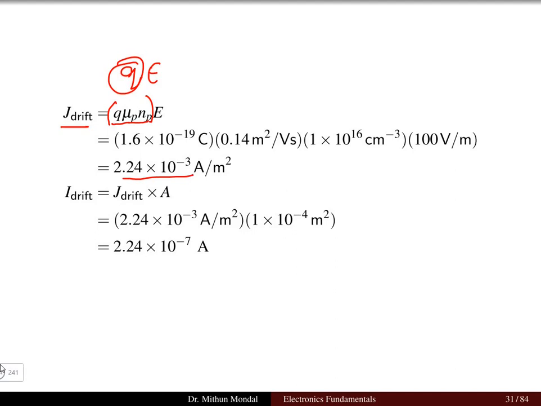And once we have determined this current density, multiplied by the area, we get the total current due to the drift current. So this is 2.24 into 10 to the power minus 7 ampere. You can see that the current is very small. It will be in microampere.